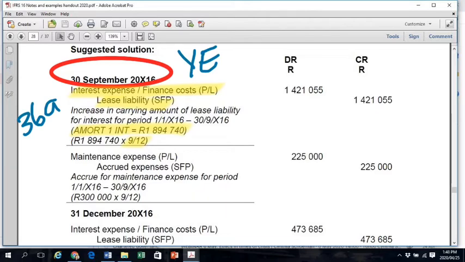In this example, we also have maintenance expense. As we assume the maintenance expense is rendered throughout the reporting period, we now bring in a maintenance expense for 9 months as well, being the 300,000 Rand times 9 over 12, and this is now taken to an accrued expense because this expense has not yet been paid at year end.